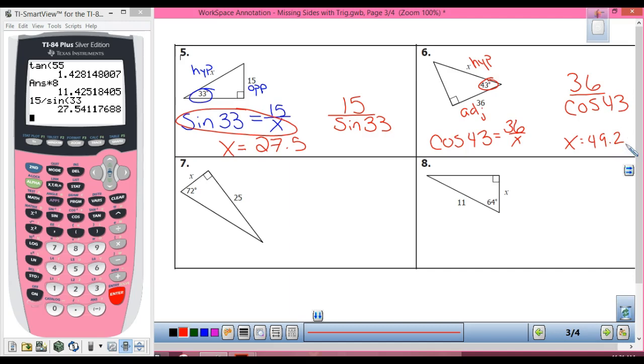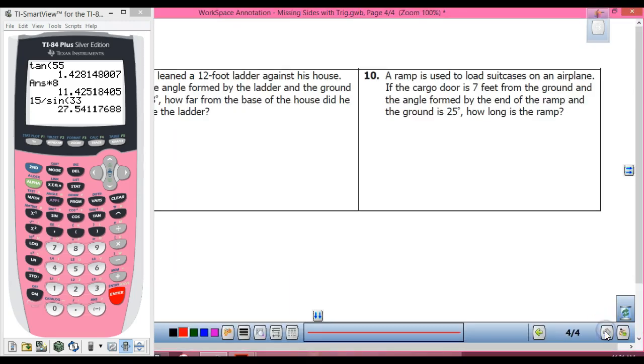How are we feeling about these? All right, so let's look at those bottom two.